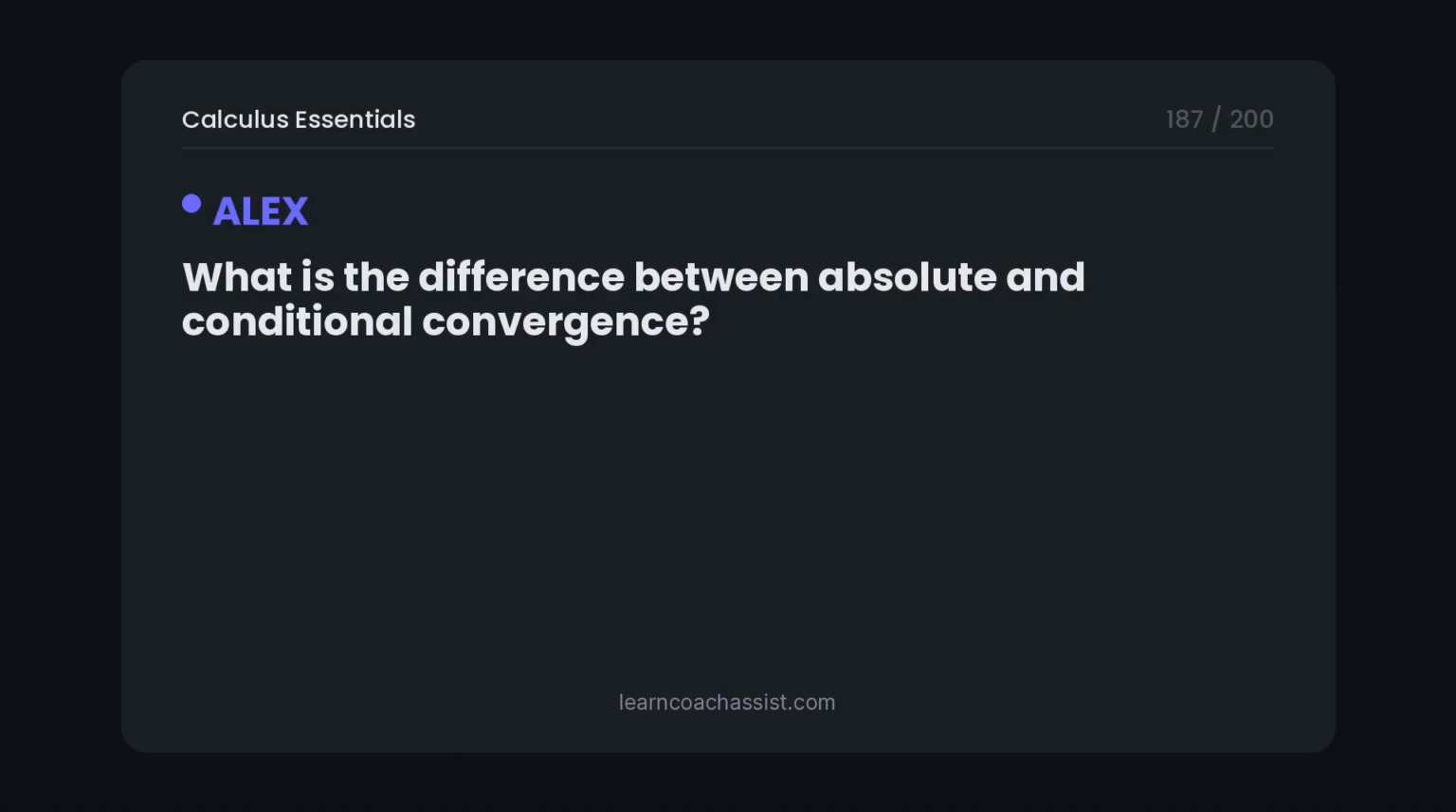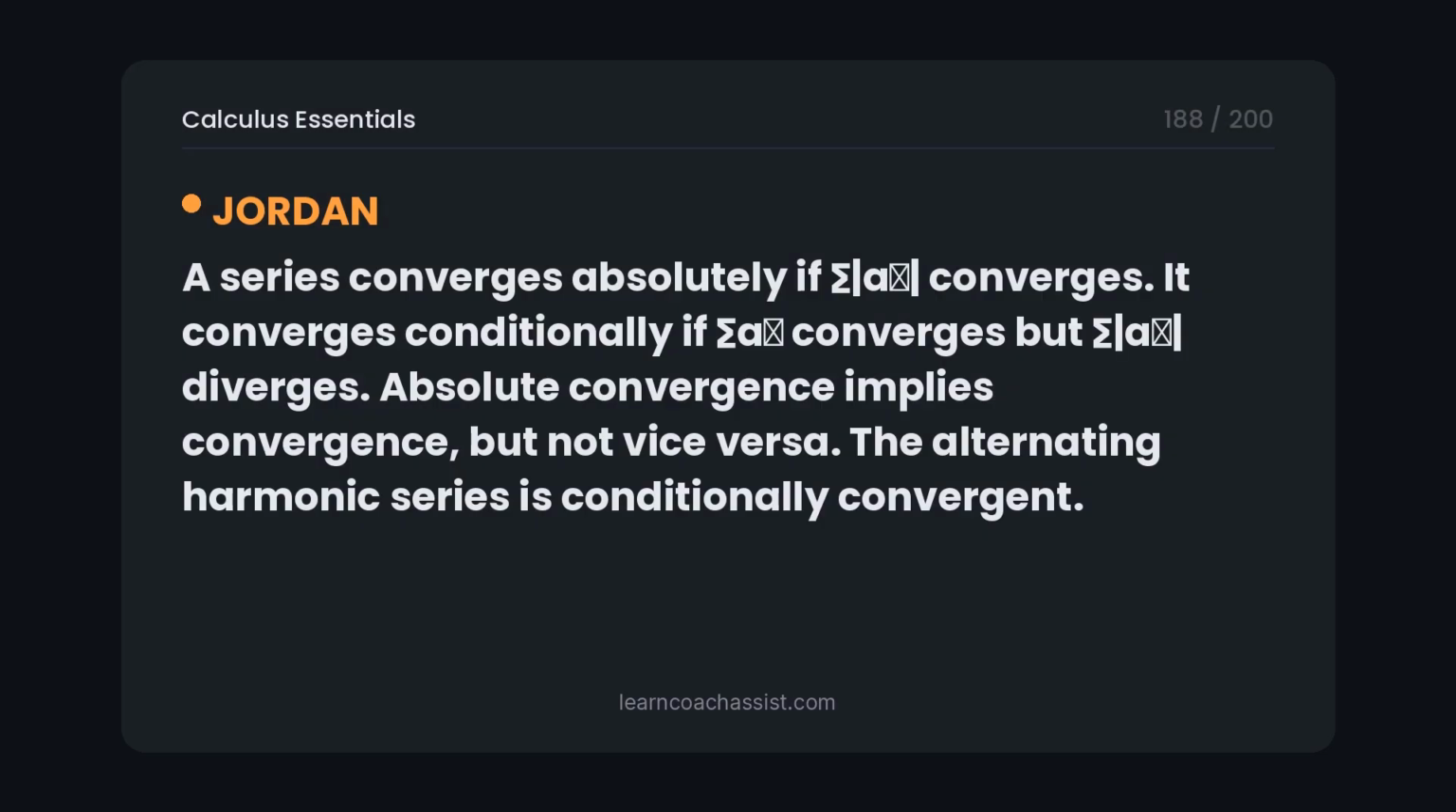What is the difference between absolute and conditional convergence? A series converges absolutely if sigma of the absolute value of a_n converges. It converges conditionally if sigma a_n converges but sigma of the absolute value of a_n diverges. Absolute convergence implies convergence, but not vice versa. The alternating harmonic series is conditionally convergent.